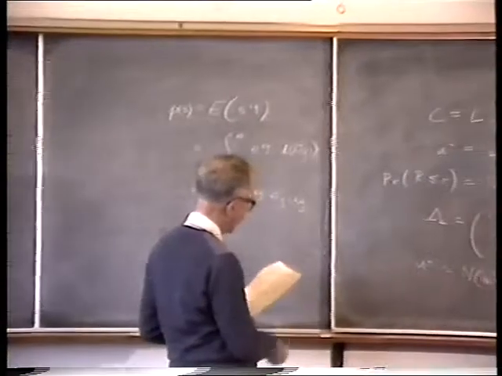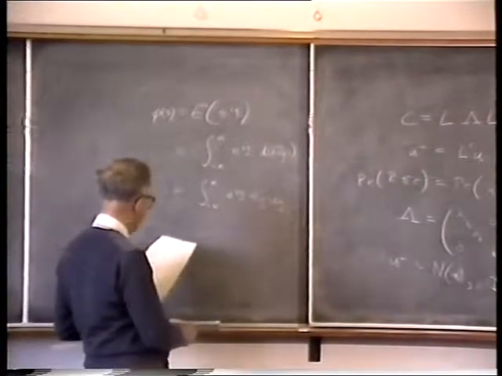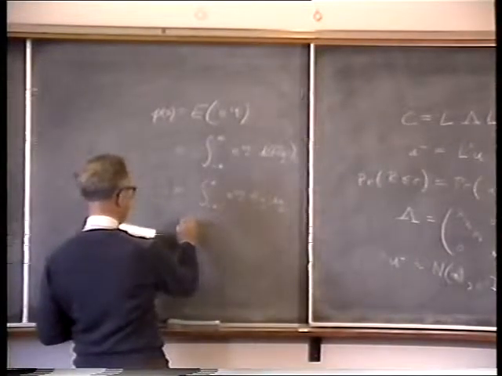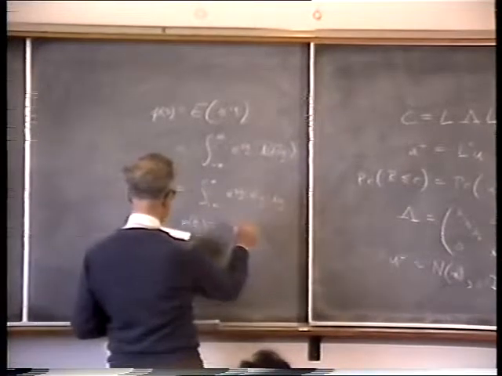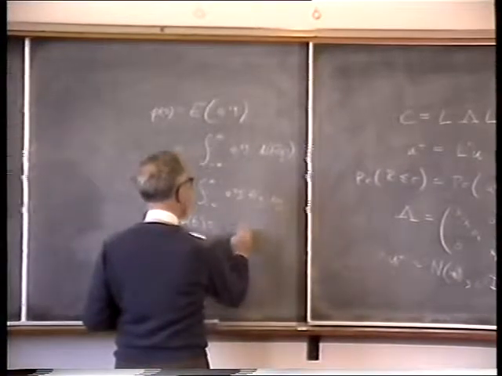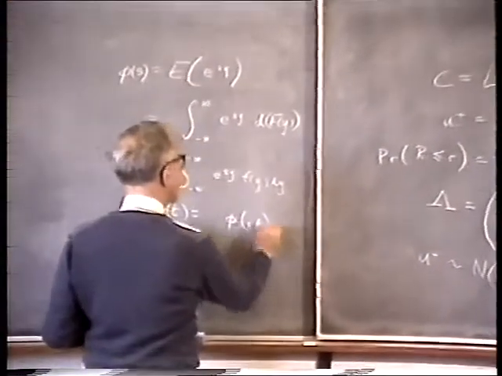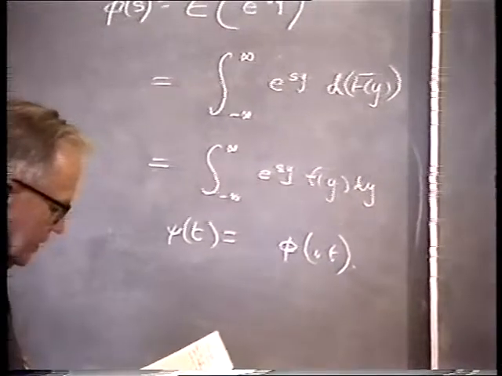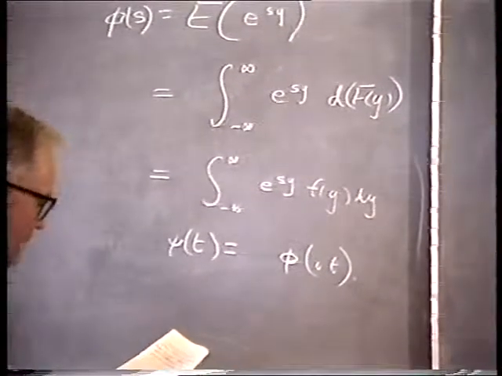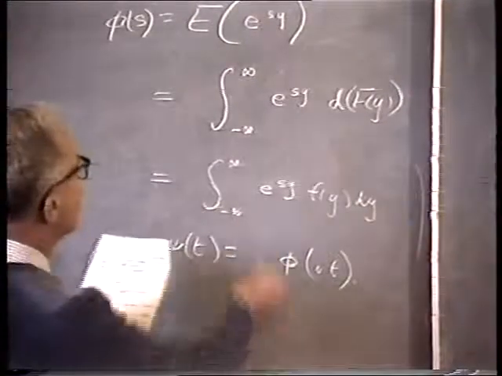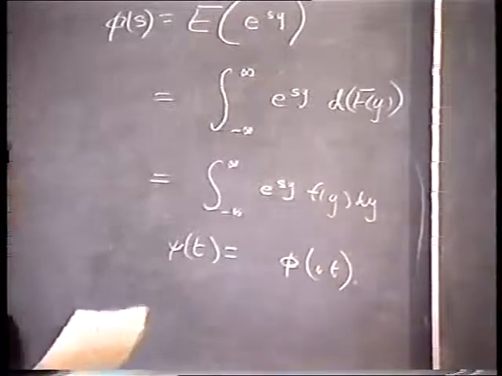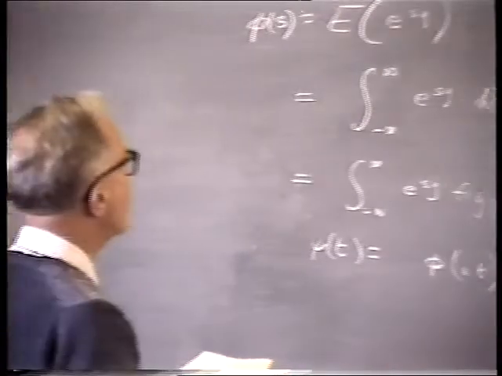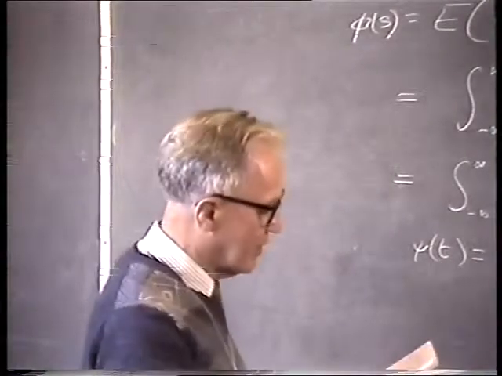and so I'm going to introduce a second notation, which is psi of t equals phi of i t. However, let's also have a discussion as to why it's relatively easy in some cases to get an analytic form for the characteristic function.